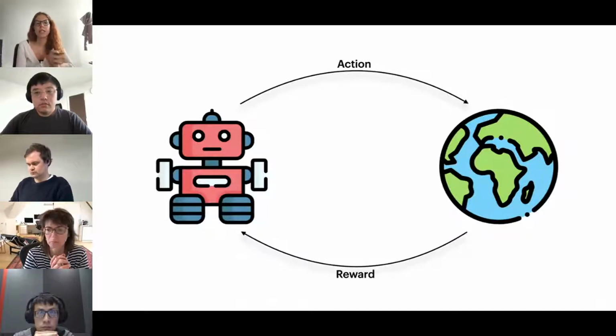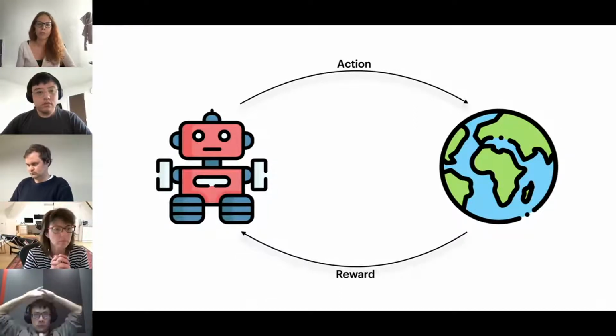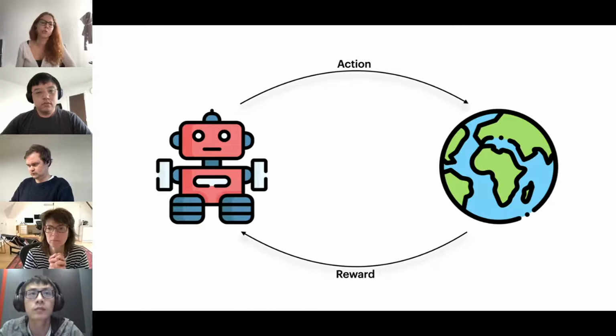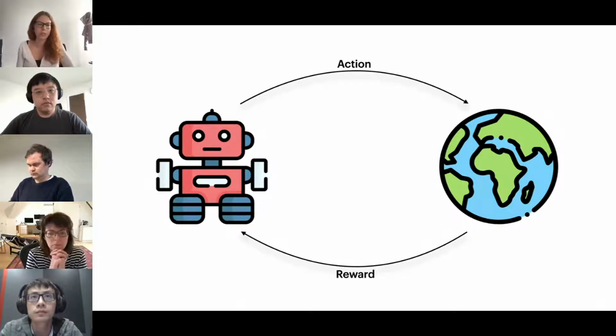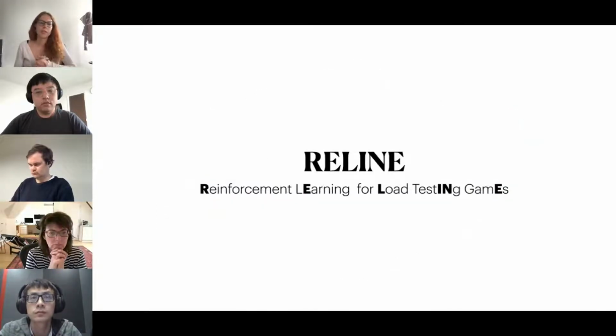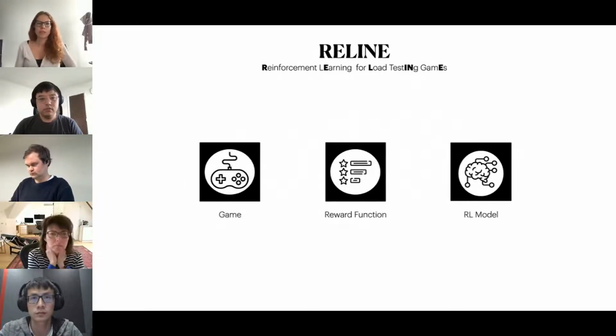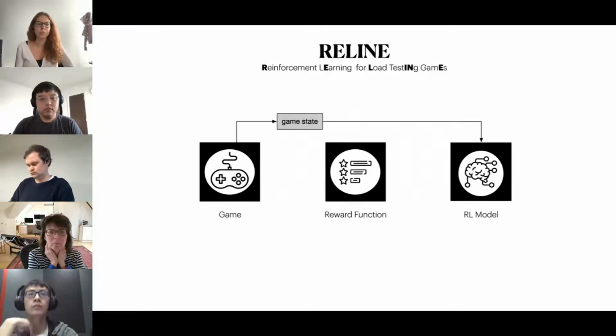So at the beginning, the agent tries to perform some random actions, then try by try, observing the rewards, it learns how to properly act to reach its goal. So we propose Reline, an approach that exploits reinforcement learning to support game developers in the load testing activities. We have three main blocks: the game, the reward function, and the reinforcement learning model that represents the agent.